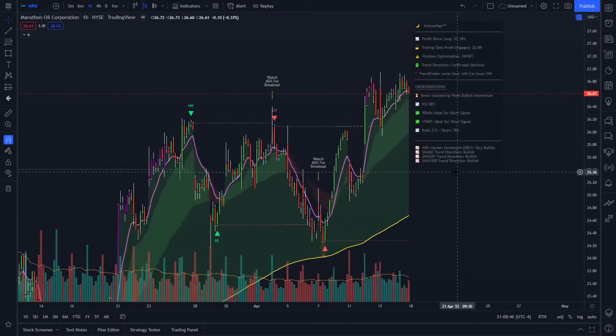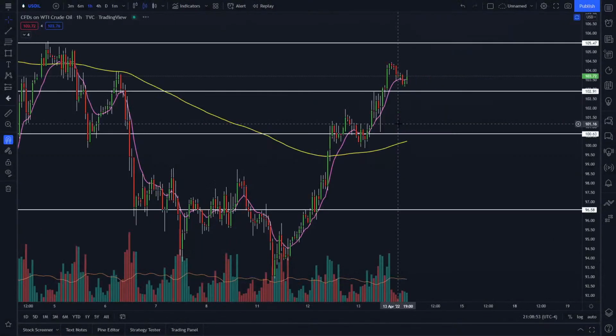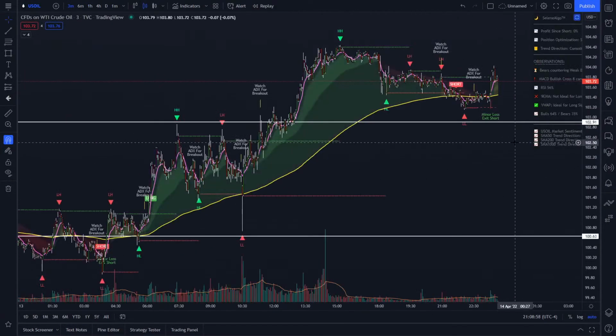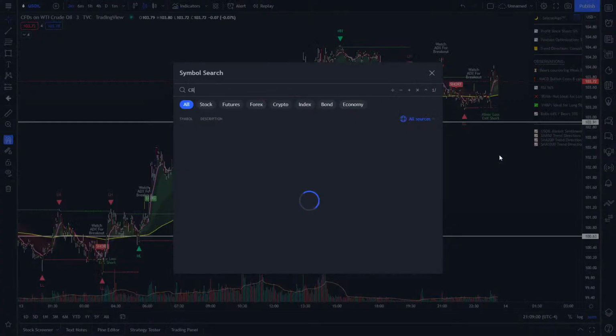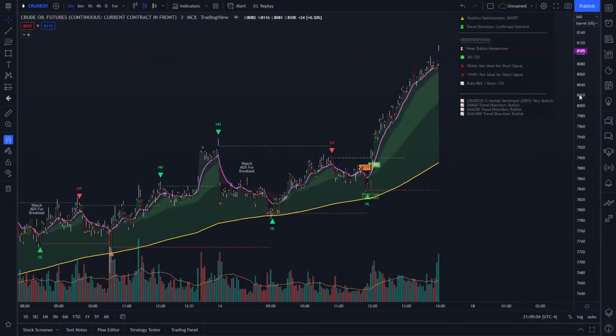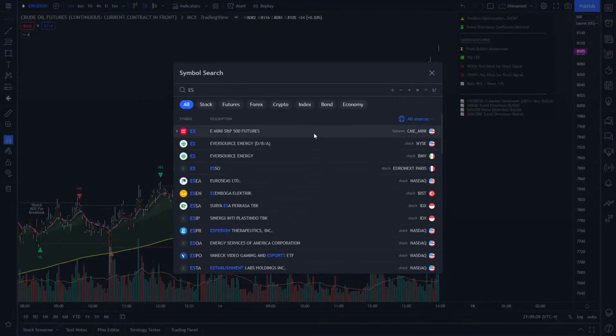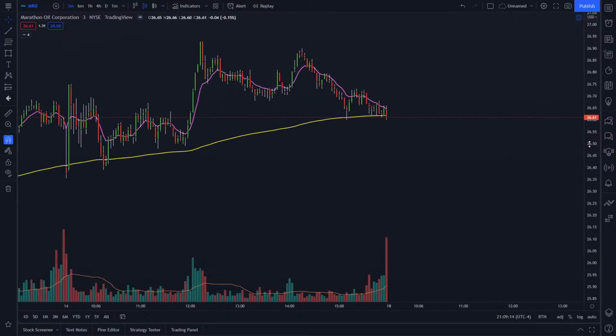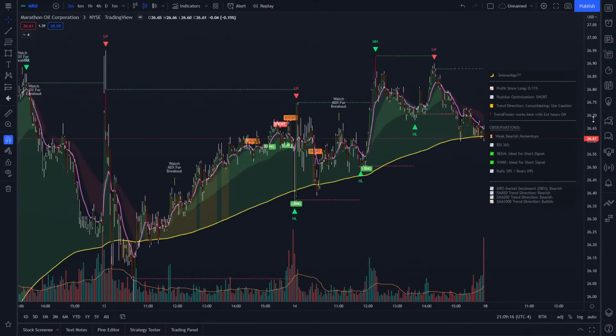MRO looks fantastic right now for another long position. Let's go look at the US oil index. Wow. Good crude oil futures. Actually, back to MRO. So I want to actually be long on MRO and Oxy this week again.